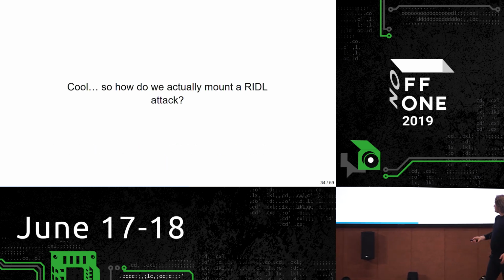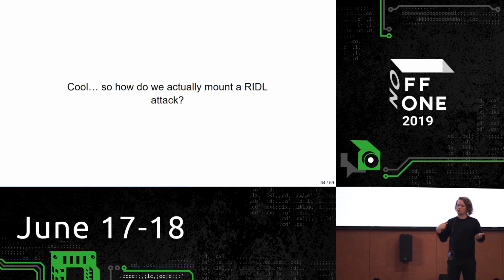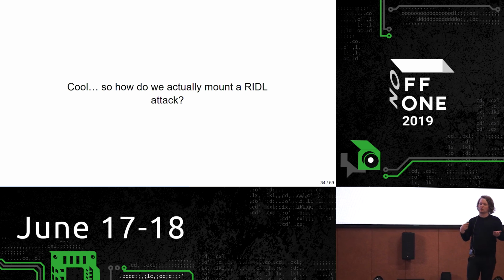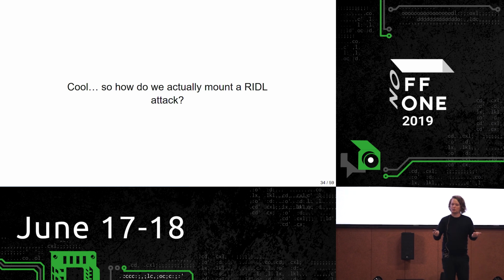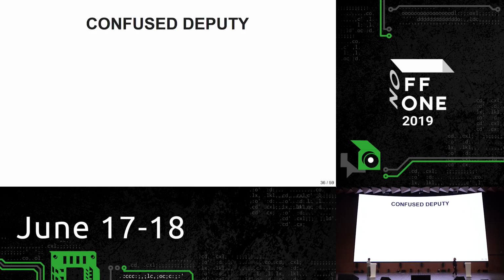So now you've got a bit of background on RIDL and these underlying buffers. So let's have a more practical look at what we actually can do with these RIDL attacks. What practical attack attempts can we do? So what we know now is that we can leak in-flight data, right? Stephan told you about the line-fill buffers, and basically all data goes through the line-fill buffers. So let's just get some sensitive data in flight.